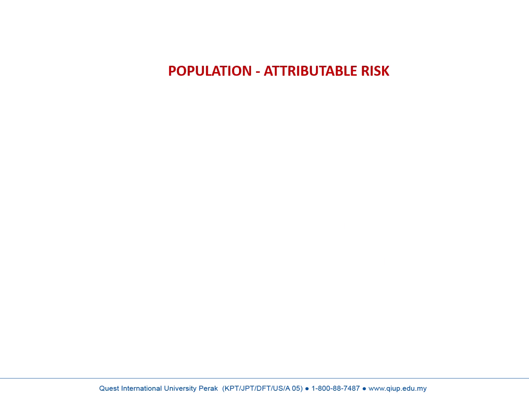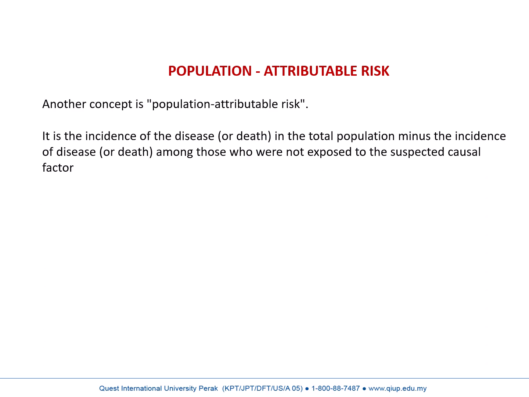Now we can go through another concept, that is population attributable risk. It is the incidence of disease in the total population minus incidence of disease among those who were not exposed to the suspected causal factor. So we have to find out the total number of deaths or disease in the total population. Then the number of disease or deaths among those who are not exposed to the risk factor.